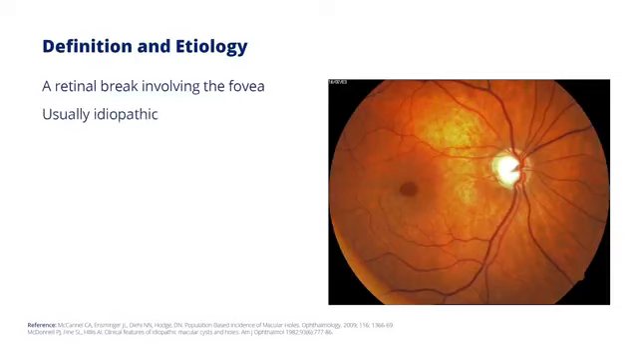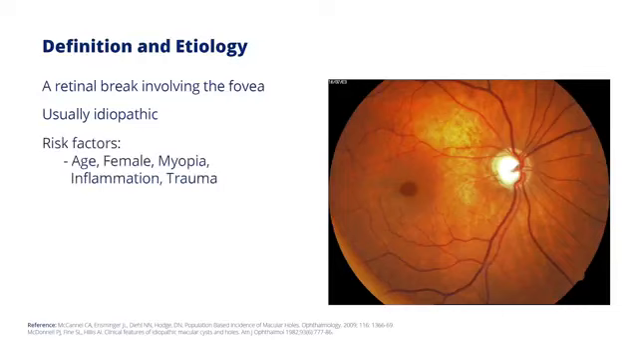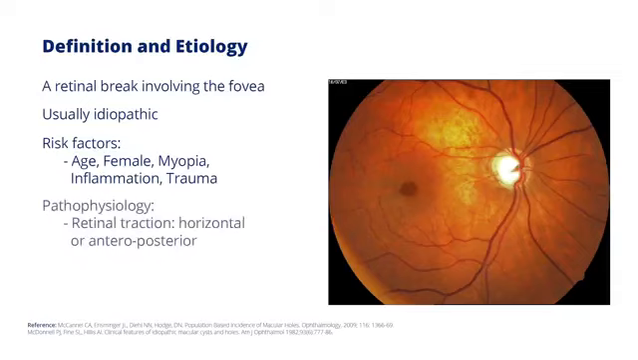Usually idiopathic in etiology, macular holes can sometimes be associated with extreme myopia, intraocular inflammation, and ocular trauma. Macular holes are believed to be caused by retinal traction, whether this be horizontal, antero-posterior, or a combination of both.